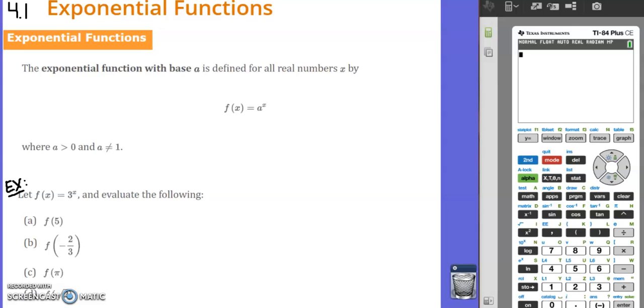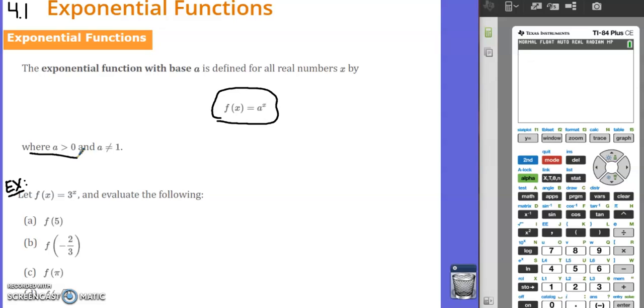This is 4.1, exponential functions. So an exponential function, we've talked about this before, but here's a generic example: a to the x power, and notice the exponent is the variable. And notice where a is greater than 0.